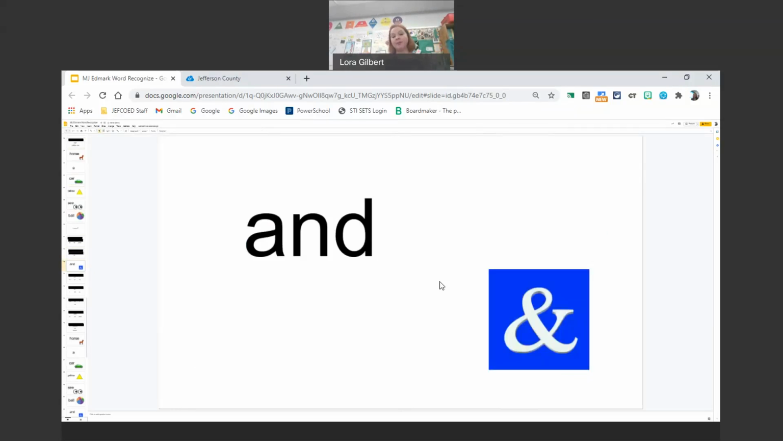This is going to be every slide. When you get to a lesson, after the first 2 slides, you will have a sight word flash slide. The word we're working on is the word "and." This is the and symbol. I just put that there as a kind of visual for them.